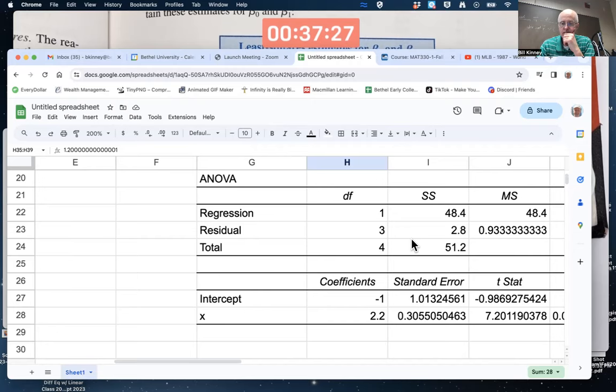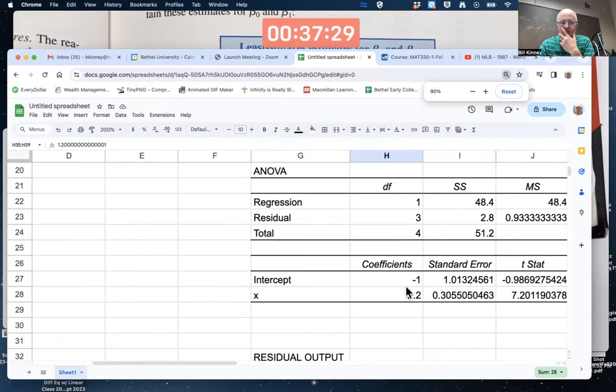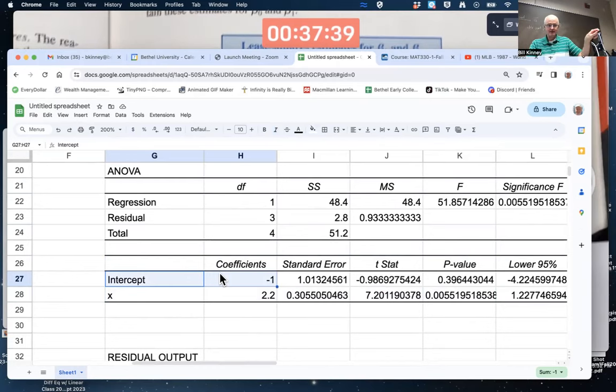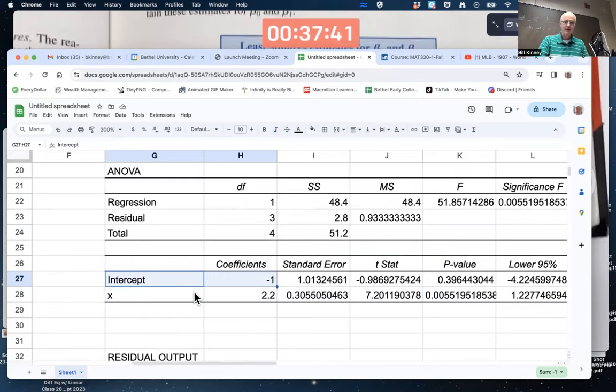What should you be able to read? You want to focus on the very bottom of the table. This part right in here. This number, -1, is labeled with the word intercept. Hey, yeah, that is the y-intercept. This 2.2 is labeled with the word X. Okay, but that is the slope.